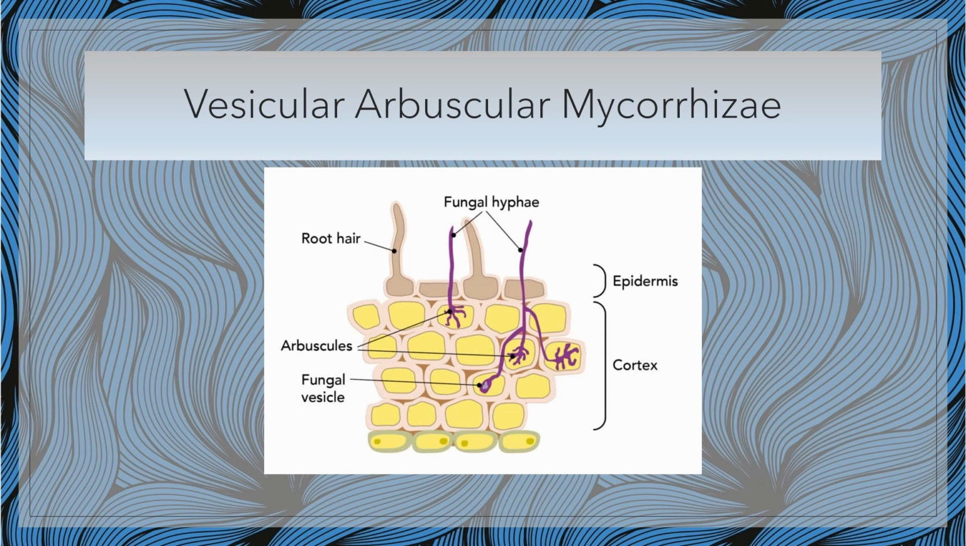The hyphae enter the roots and create swellings for nutrient storage and structures where the nutrient exchange occurs. So the vesicles are where the storage occurs, and the arbuscules are where the actual exchange happens. And so the two structures, arbuscules and vesicles together, give you vesicular arbuscular mycorrhizae, which is a pain to say.